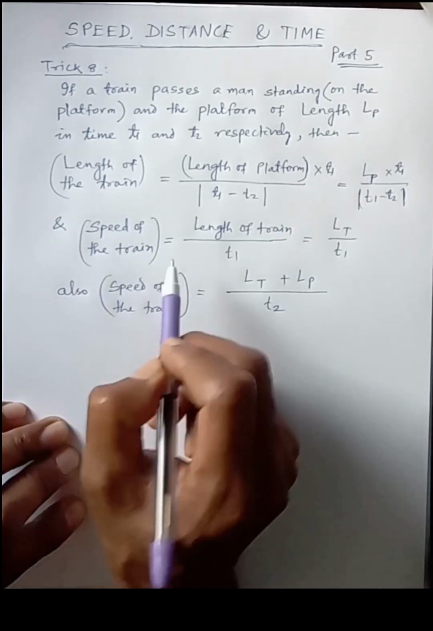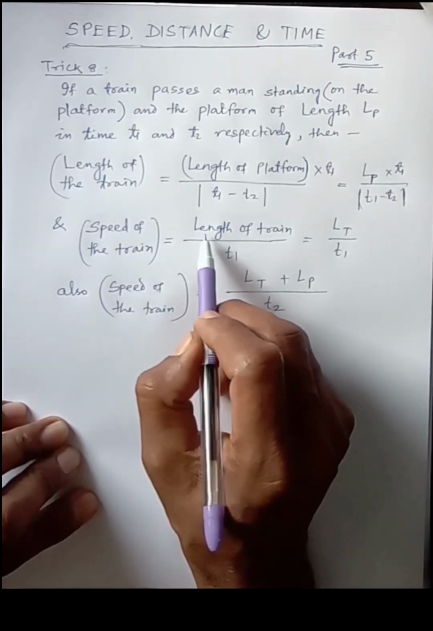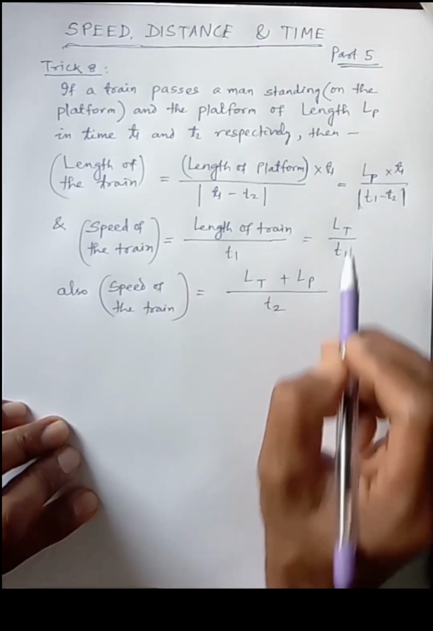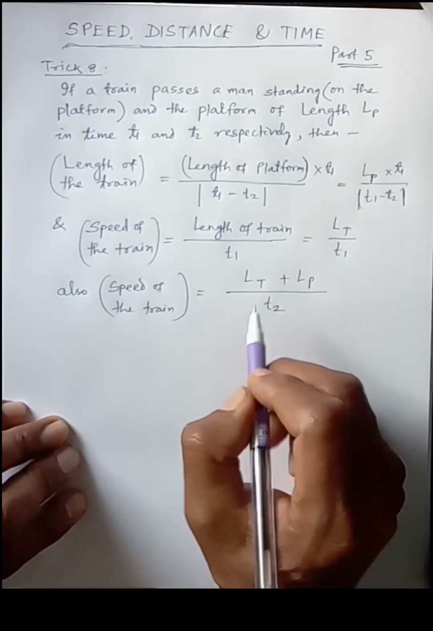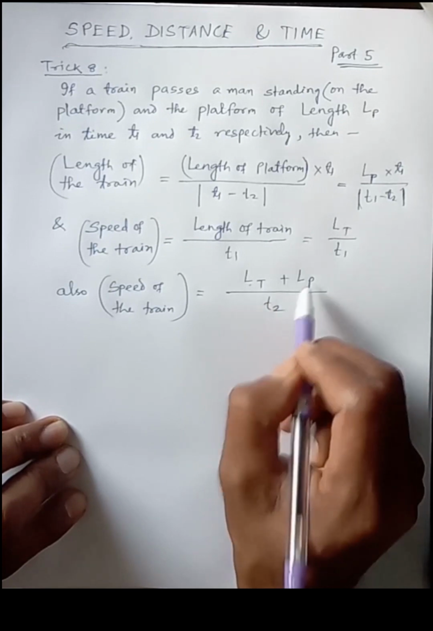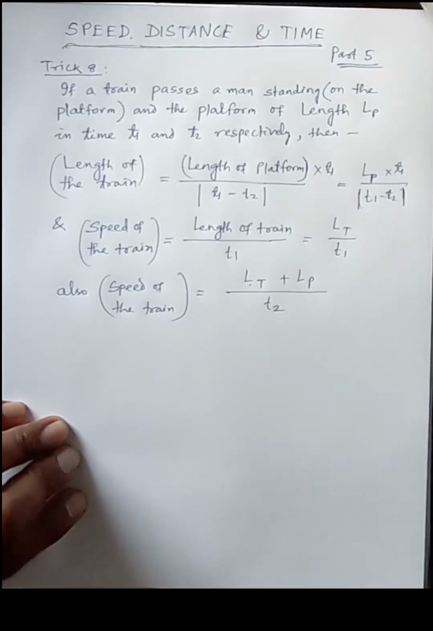Speed of the train can now be calculated by the length of the train divided by t1, or LT divided by t1. Also, speed of a train can be calculated by LT plus LP divided by t2. Okay.